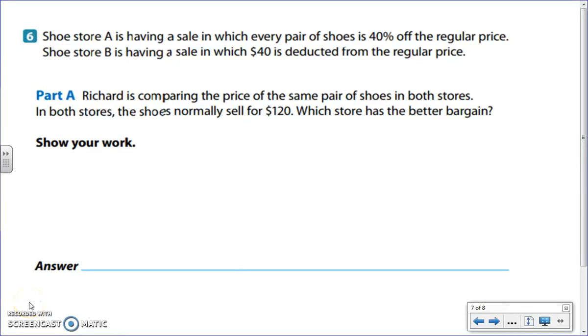Problem number 6 says that shoe store A is having a sale in which every pair of shoes is 40% off the regular price. Shoe store B is having a sale in which $40 is deducted from the regular price. So there's actually two parts to this question.